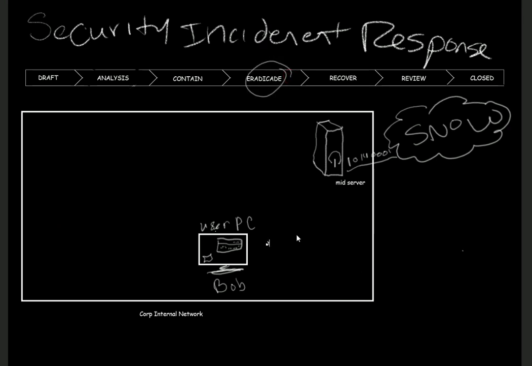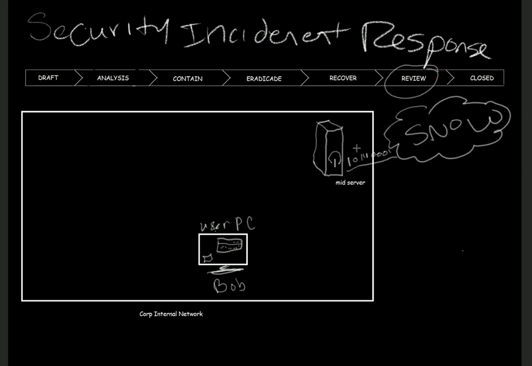Next phase is eradicate. That could be as simple as formatting Bob's machine. Then we want to recover, so that's going to be restoring the PC backup, restoring the information that Bob might have had. All right, and then we go to the review.